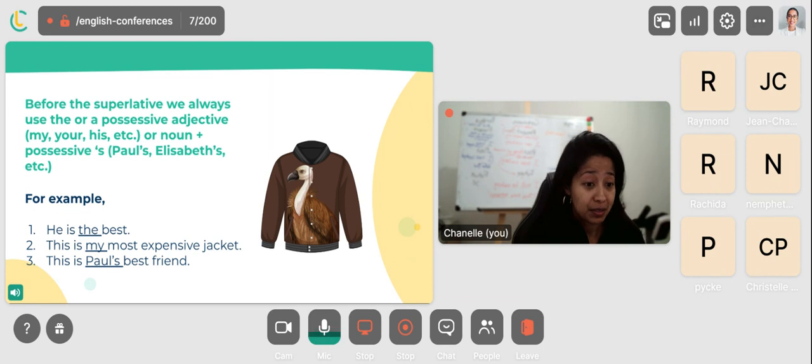Before the superlative, we always use the, or a possessive adjective. For example, my, your, his, or noun plus the possessive. For example, Paul's, Elizabeth's. For example, he is the best. This is my most expensive jacket. This is Paul's best friend.